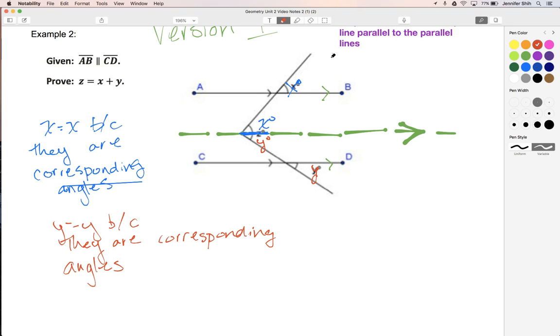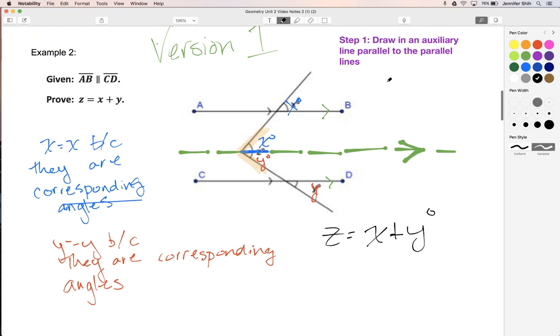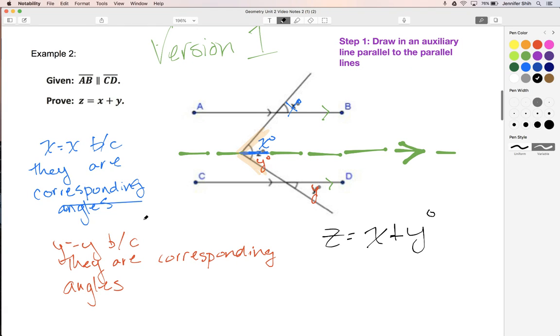What does this mean? Well, this big angle that I'm going to highlight, this big angle that we are looking for, this angle Z, is actually equal to two angles added together. Which two angles added together? Well, funny you should ask. Angle Z is equal to angle X plus angle Y. And we prove that by drawing an auxiliary line, and using our corresponding angles of parallel lines. Boom, proved it, version 1.